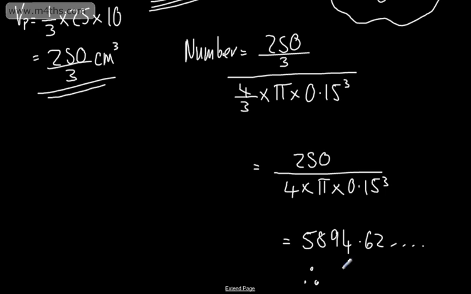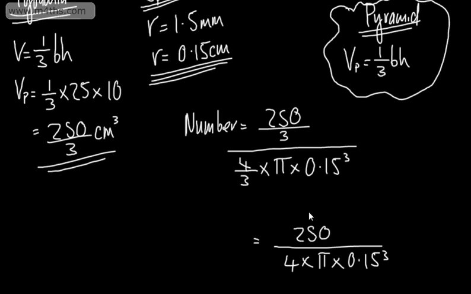Therefore, we can only make 5,894 spheres. So all I've done is rounded this down, as we don't quite have enough to make the 5,895th sphere, so we've just rounded it down.